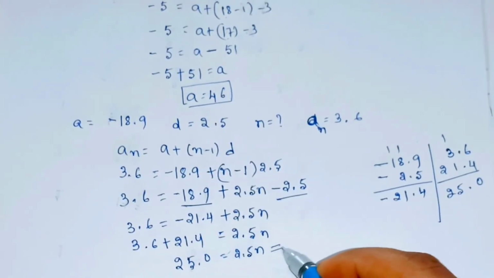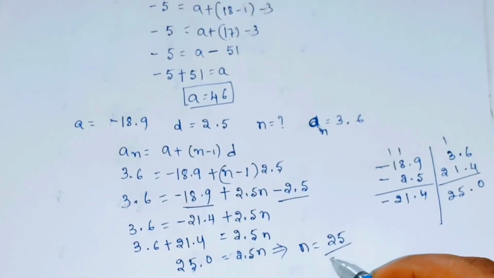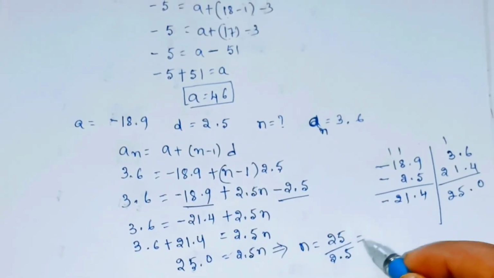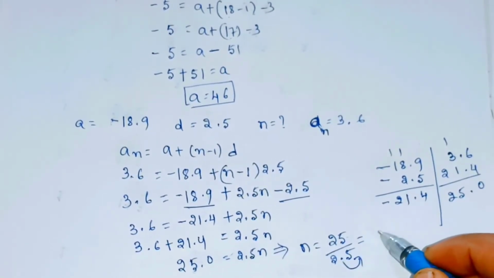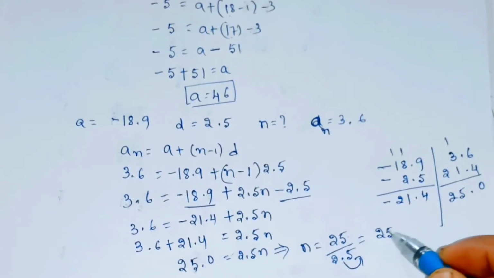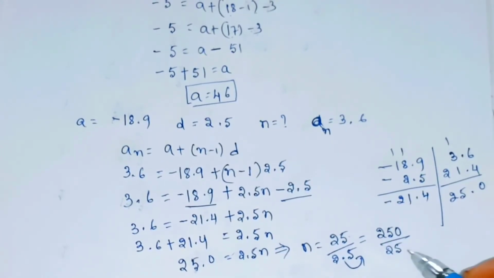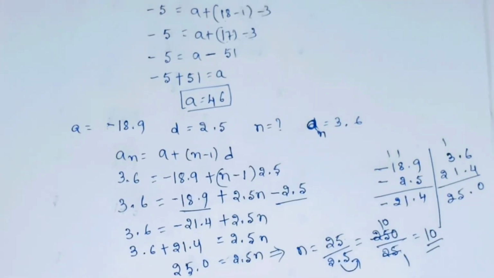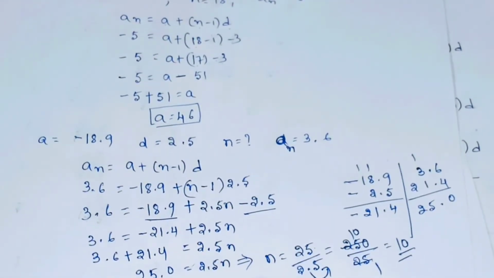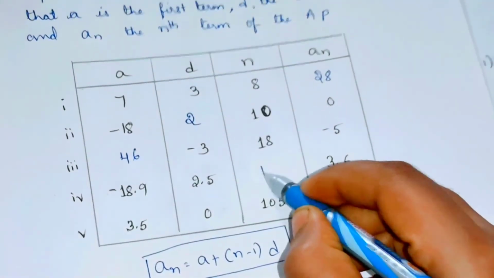Then you can write n is equal to 25 by 2.5. Now if you want to shift this point here, you have to add 0 to the numerator. It will be 25, put a 0, that is 250 by 25. 25 ones are 25, 25 tens are 250, then n is equal to 10. Now substitute the value n is equal to 10 in the blank.